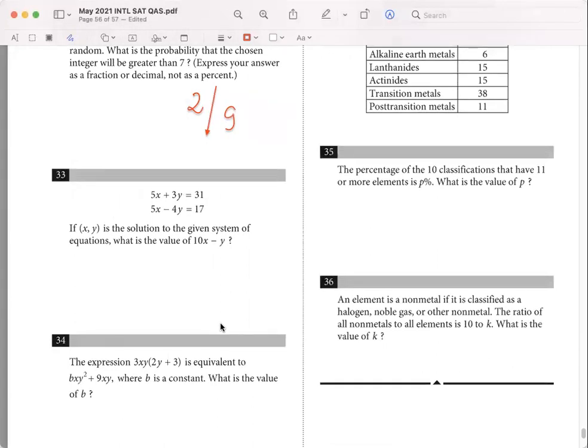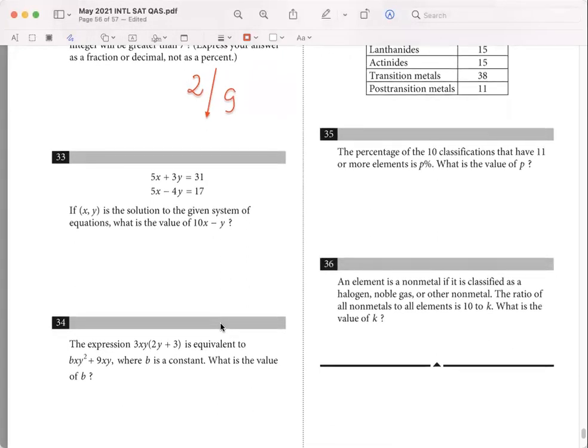If xy is the solution to the given system, what is the value of 10x minus y? So interestingly, if you add these two, you will get 10x minus y on the left-hand side, because 5 and 5 is 10, minus 4 plus 3. So it will be 48. So you didn't have to find x and y individually. By just adding, you got 10x minus y as 48.